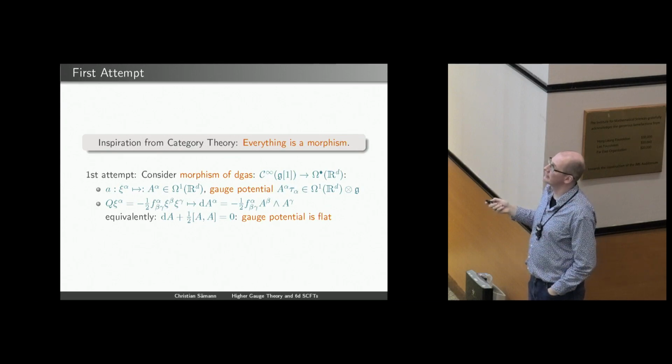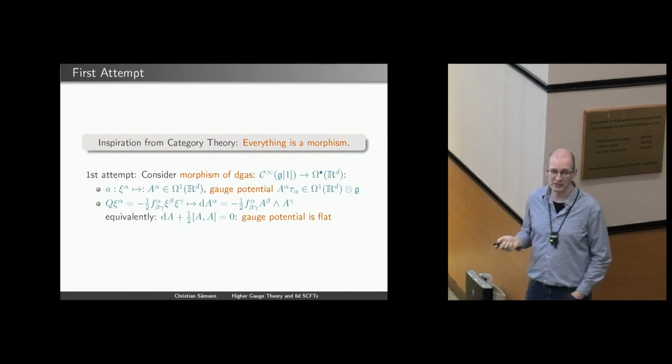Q on psi alpha is this one, that was the Lie algebra side. On the other hand, this should be the same as d of A alpha. And if I apply this morphism to this object, then I get this part. And so I get the equation dA is just the commutator, half the commutator of A wedge A. Equivalently, I get this equation, so the gauge potential is flat.